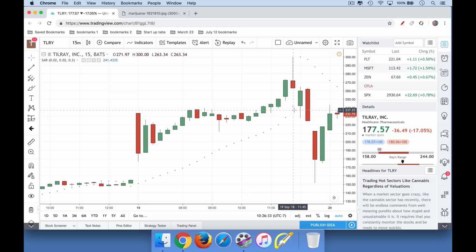I did not trade this, I'll be honest with you. This is just a little too volatile for me. But if it's something you want to trade, or you want to trade with a small position, you can definitely do it. I want you guys to be able to know how to do it.